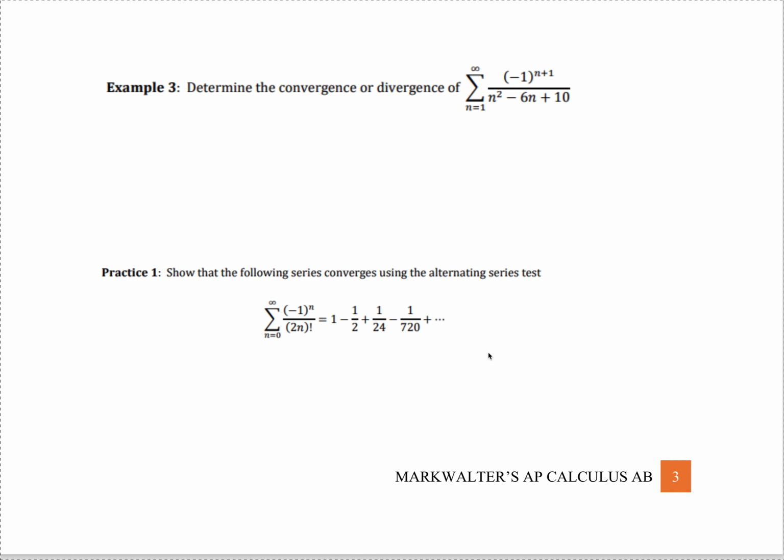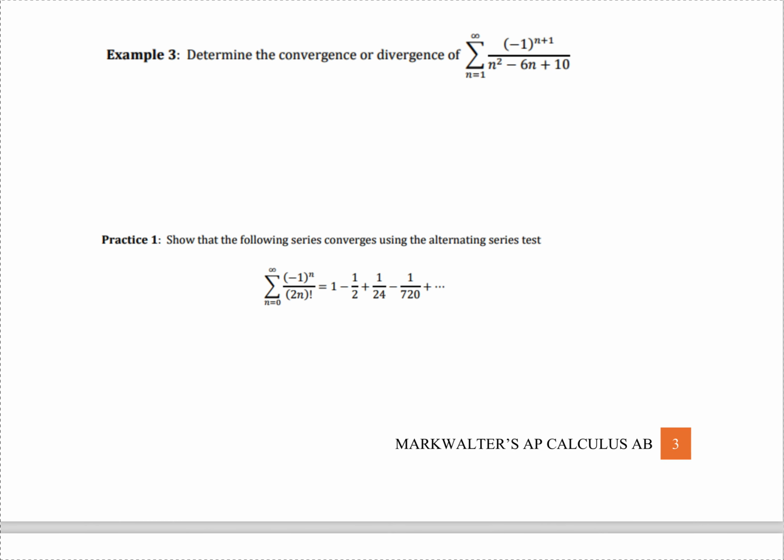Let me give you another slightly more complex example here. In this example, let's see what we got. Looks like it could be an alternating series, right? So let me define my a sub n. My a sub n then would be 1 over n squared minus 6n plus 10. So I go, okay, is this part of this thing going to be positive, for n is 1 to infinity?